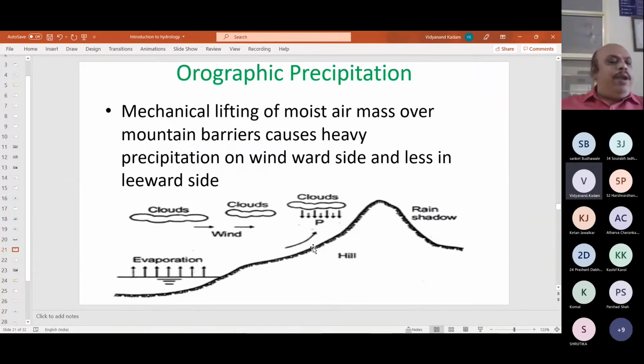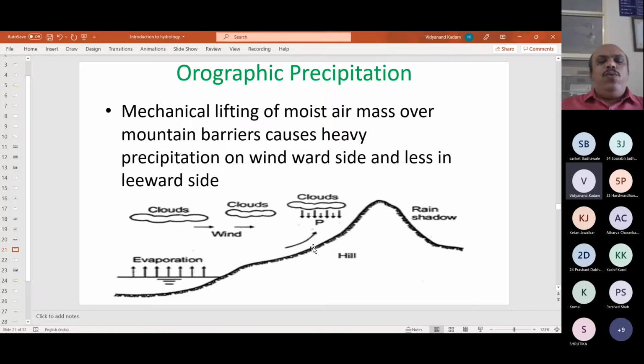The next type of precipitation is orographic precipitation. So as we can see in the figure, what is orographic precipitation? When the air masses are lifted due to some natural barrier, or due to any barrier like a mountain, and in that case precipitation takes place, it is known as orographic precipitation.